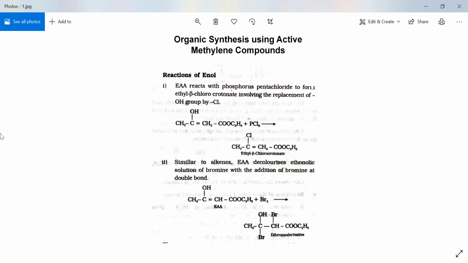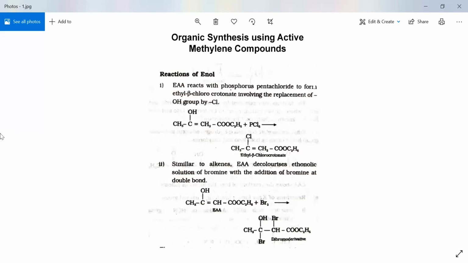So, in that, the ethyl acetoacetate exists in two forms, that is keto form and enol form, that we have already studied. That is called keto-enol tautomerism. Those exist in two forms, that is ketonic group and enolic group. The reactions due to the ketonic group we have studied last class. Today's video we are studying the reactions due to the enolic group.